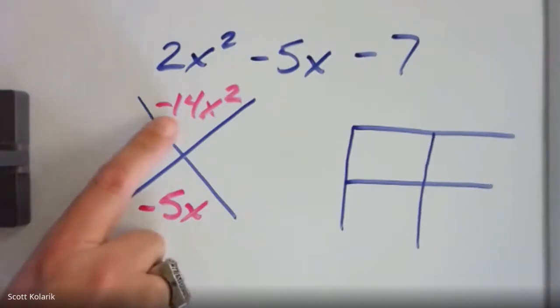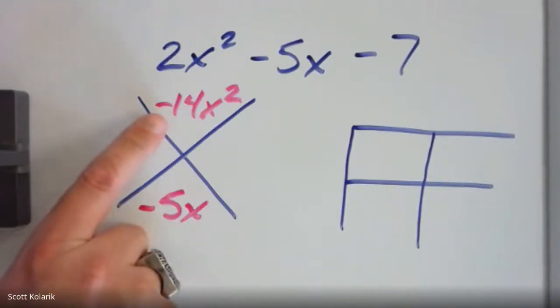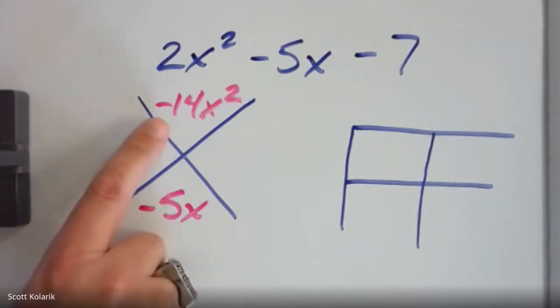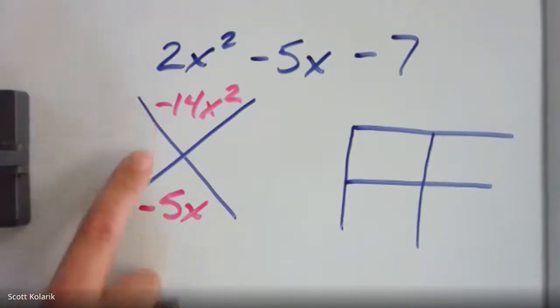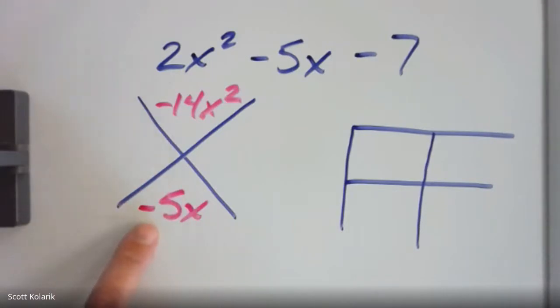So as I go through my factors, the different things that multiply to make this guy, I kind of check them as I go. So 14 and 1 can multiply to make 14, but they can't add or subtract in any way to give me 5, or -5 rather. Okay, so that combo won't work. The next combo would be 7 times 2. Okay, 7 times 2 will give me 14, and again, I'll deal with that negative in a second, but 7 and 2 I can combine to make a -5.